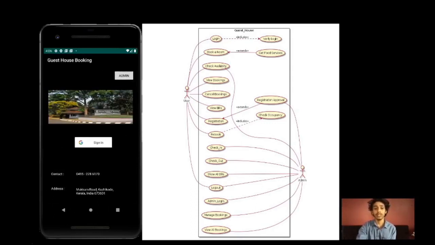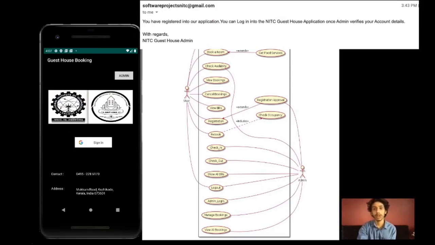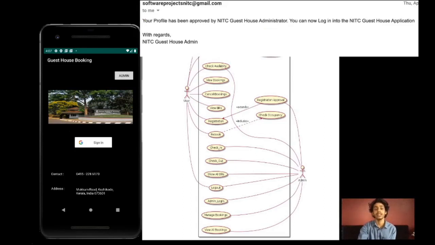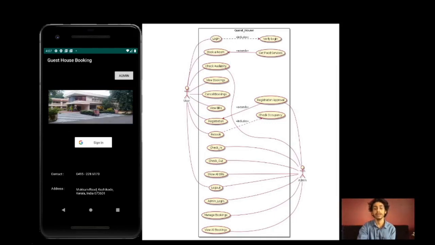Now I can show you the mail that I will get when I register as another type, that you have registered into our application. You can now log in to the NITC guest house once admin verifies your account details. I'll show you later how admin can verify the account details, but once admin verifies and approves the account, then he will get this message that your profile has been approved by the NITC guest house administrator. You can now log in to the application. I'll be showing you all the other details later, on how admin can manage the registration and all.